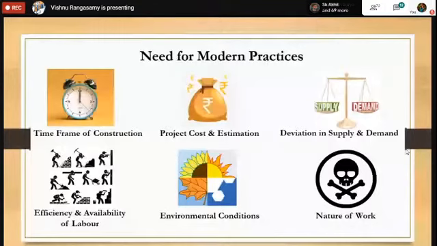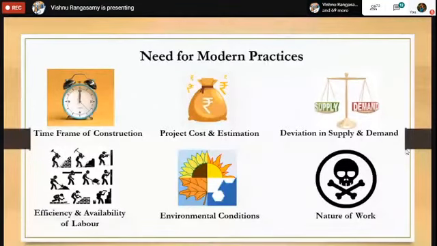Next, environmental conditions. With varying environmental conditions, if you are using concrete in an external environment, like outer concrete, and it rains, then you must opt for some modern practices like the use of chemicals to speed up the setting time of concrete. Next, nature of work. If you are working on the outer surface on the 15th floor, you must have some safety equipment.